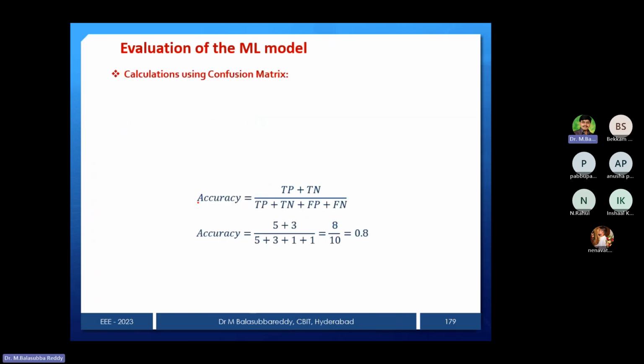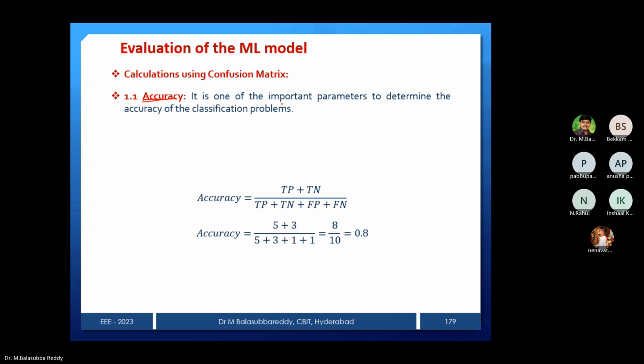Now, we'll go for the calculation part. So what is the calculation? Calculation using the confusion matrix. First one is accuracy. I mentioned, in a matrix, within brackets, accuracy, mean square error, mean average, like that. So in the different categories, I will go for the matrix calculation. This is the parameter to determine the accuracy of a classification problem.